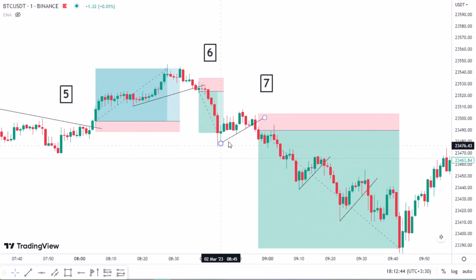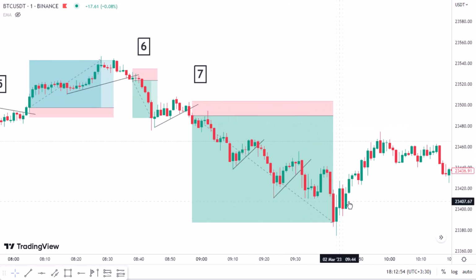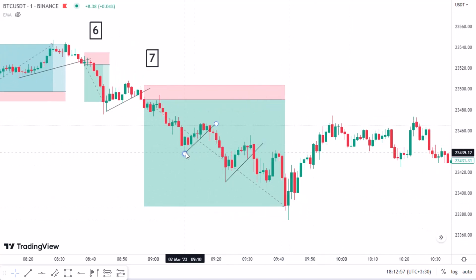On the trade 7 we have a trend line here with 4 touches. On the 5th time it breaks it here, we enter the sell position, put our stop loss above the candle, and it gives us a reward of 7.3. You could also enter sell position on these trend lines too.